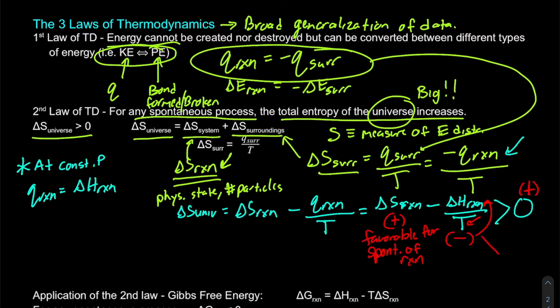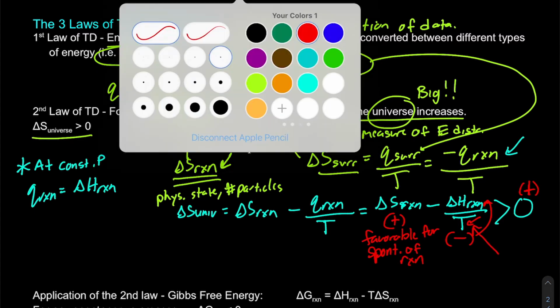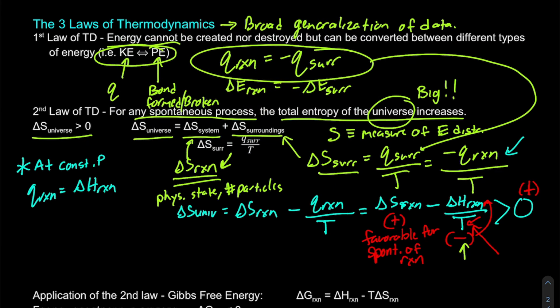But we do notice that there is this temperature dependence if the signs of our delta H and delta S are not this favorable contribution of both, one positive and the other negative. So now we have this observation that a positive delta S and a negative delta H for our reaction is favorable for spontaneity.